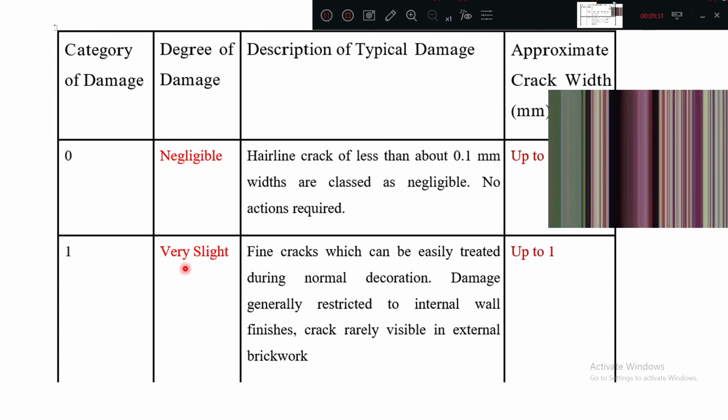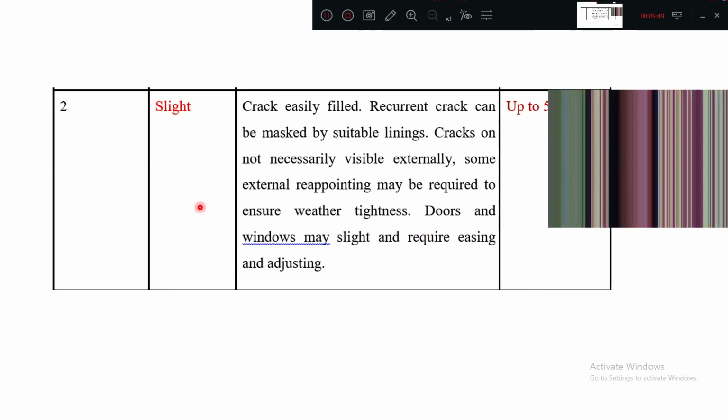The next category is 1, very slight. Here the fine cracks can be easily treated during normal decoration, meaning during the painting itself we can treat them. The cracks are rarely visible in the external brickwork. These are very small, up to 1 mm width.